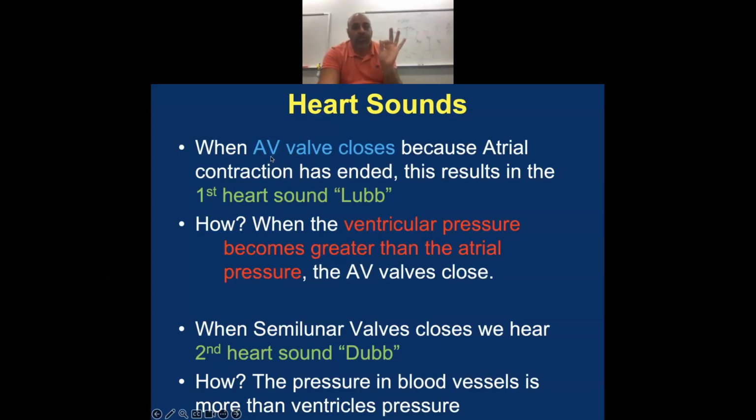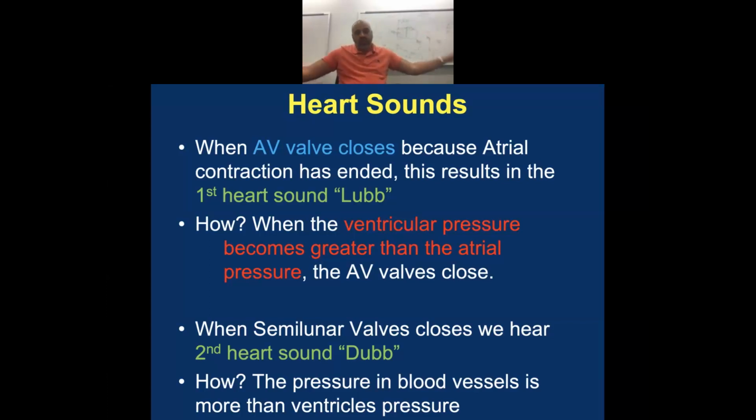So the sounds when the atrial valves close, so that is mitral and tricuspid, that's our lub. When ventricular pressure becomes great, that's what's slamming them shut. As the ventricles start to contract, we release chordae tendineae, the AV or the tricuspid and mitral valves slam shut. There's your lub, there's your S1.